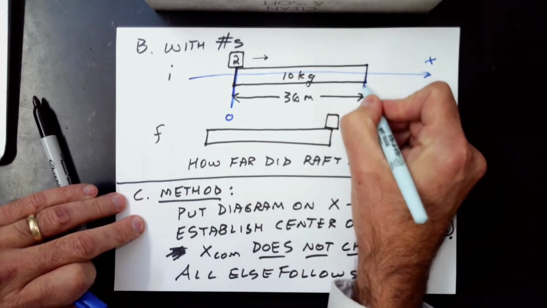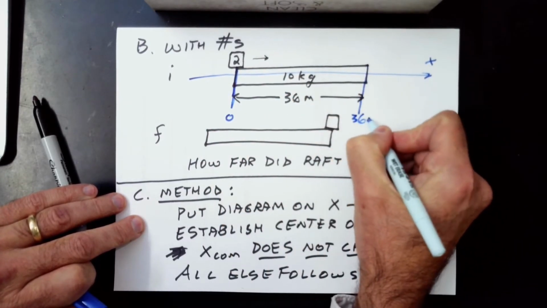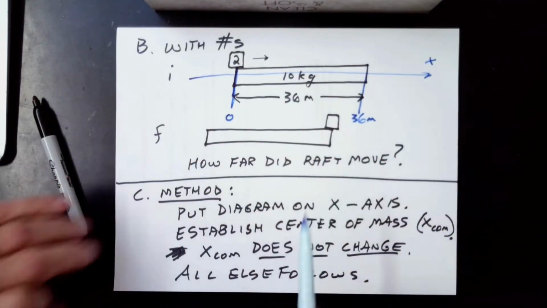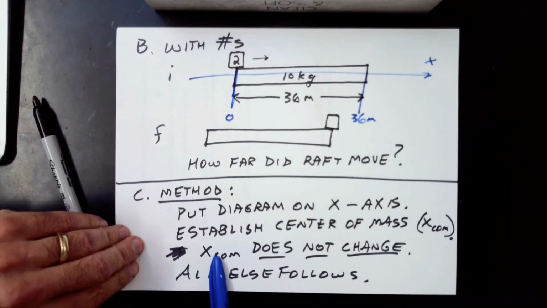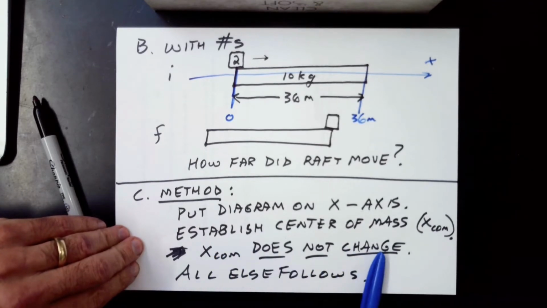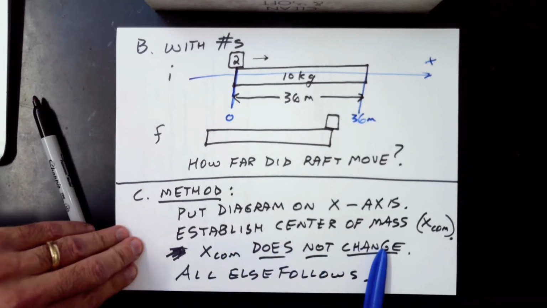Since this is 36 meters long, this would be the 36 meter mark. And that can help organize your thinking about this system. Since there are no outside forces, the center of mass, x_CM, does not change. Center of mass does not change.